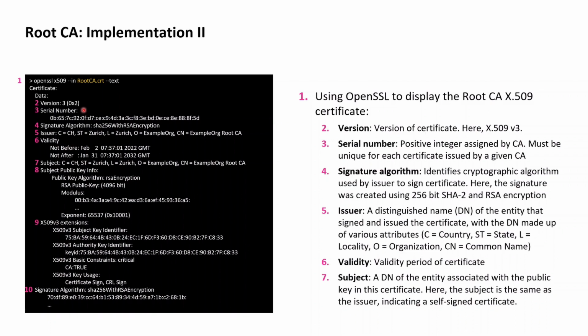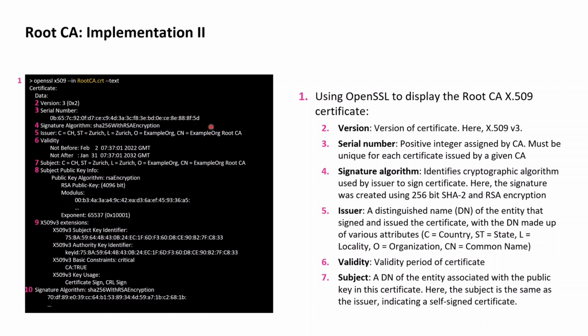The next field, labeled with 4, is the field indicating the signature algorithm used. The signature algorithm used here is the RSA-based digital signature algorithm making use of SHA-2 256 to hash the contents of the certificate to 256-bit hash values that are then encrypted with RSA to form the digital signature.